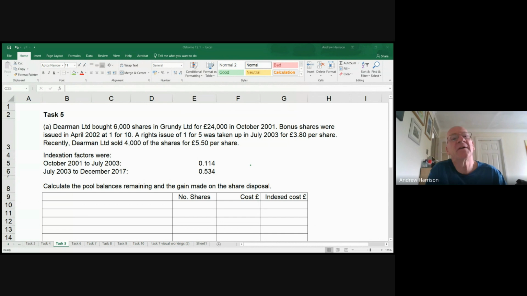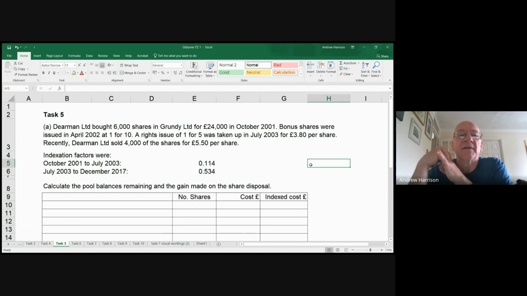Just to remind you, I'm using the Osborne one because I don't like using the AAT ones, because people look at them when they should be doing the AAT ones first. They're far too valuable, far too important. So from task 5, we'll just do task 5 and 6 now in this video, and we better get on with it.